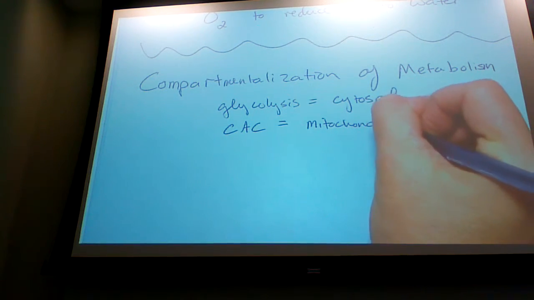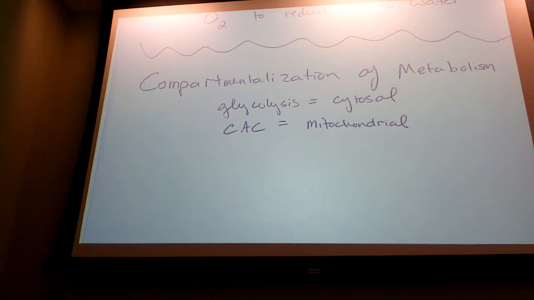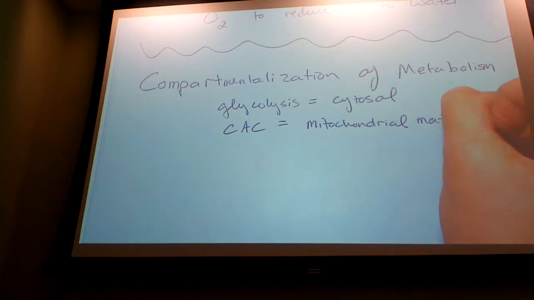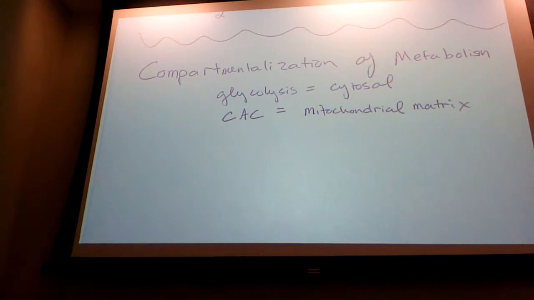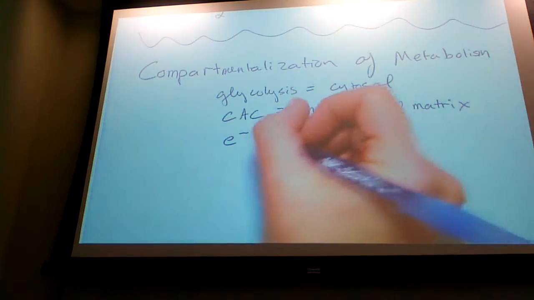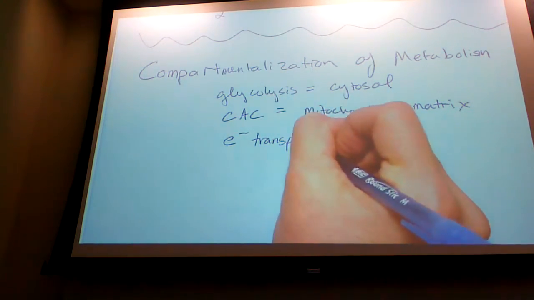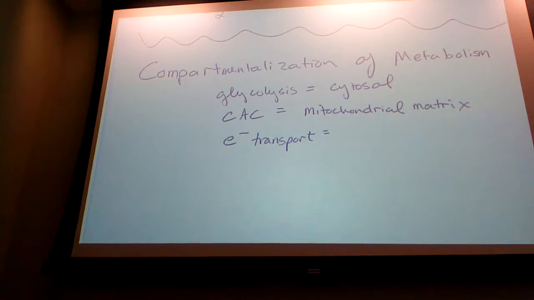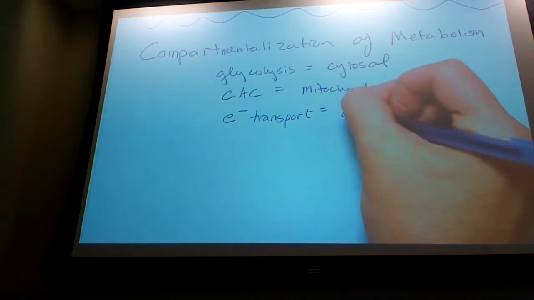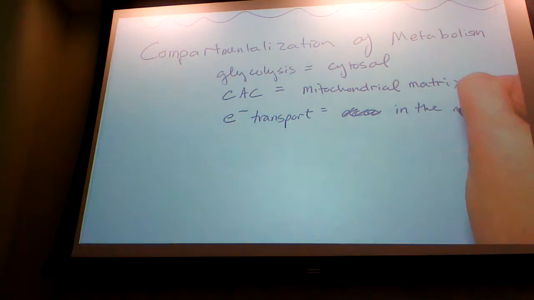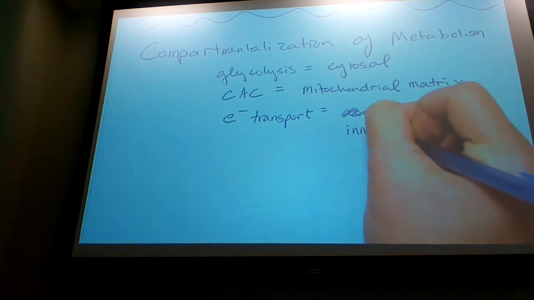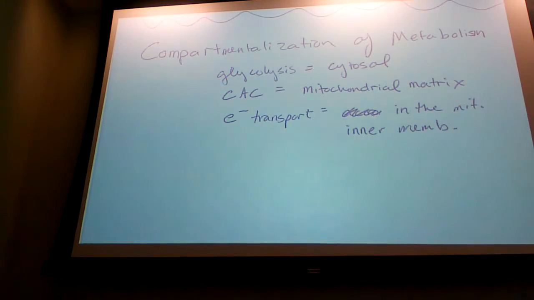Okay. Some of the enzymes are attached to the interface of that inner membrane, but not all of them are. So this is mitochondrial matrix, and it's on the matrix side of the membrane. Electron transport. Where does that one happen? Inner membrane. I would just say in the mitochondrial inner membrane. And then when we get to the proton transport, that's going to be across the membrane.